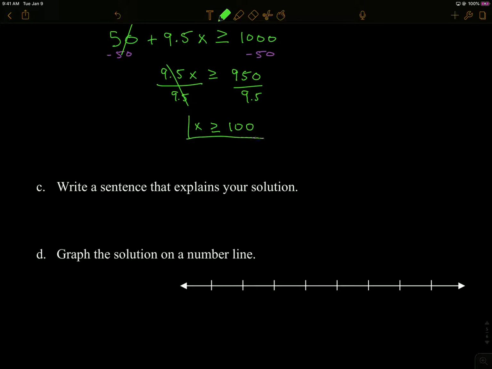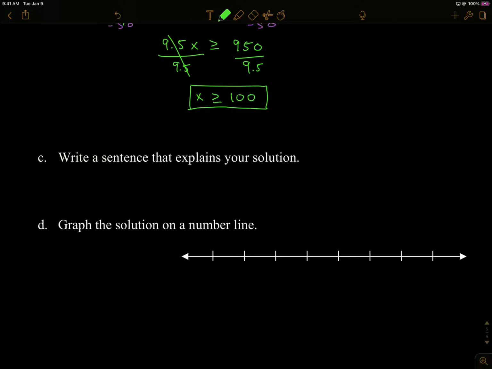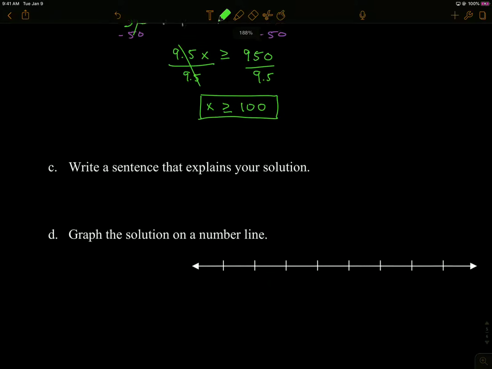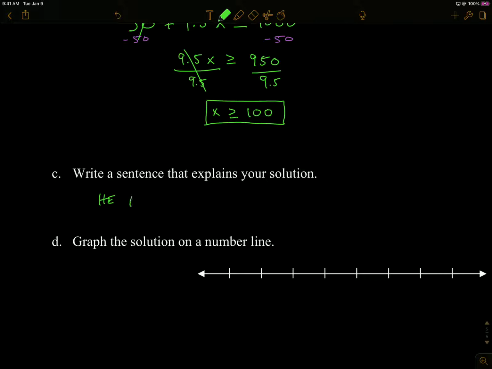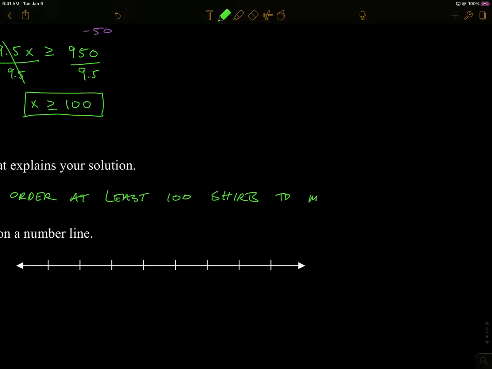So they didn't ask us to interpret it yet. There's our solution. Write a sentence that explains your solution. So this means that he has to order at least 100 shirts to meet the minimum purchase requirement of $1,000.